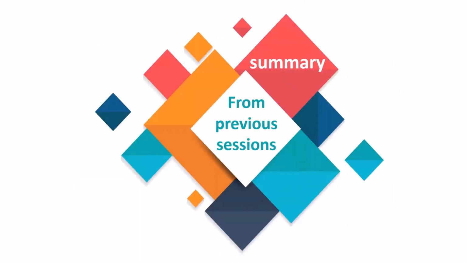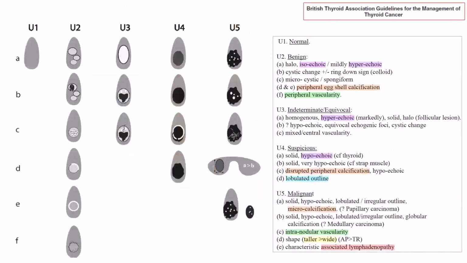So as in all of my previous sessions, I will give a summary from the previous sessions, and this actually is one of the most important slides. This is the classification presented by the British Thyroid Association about thyroid nodules. And with a thyroid nodule, the most challenging part for any patient presenting with it is to exclude malignancy.